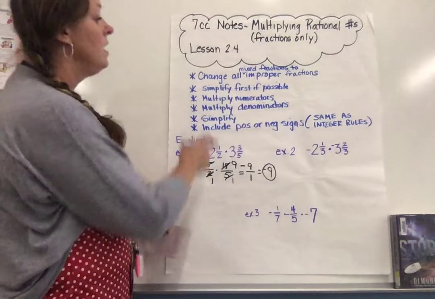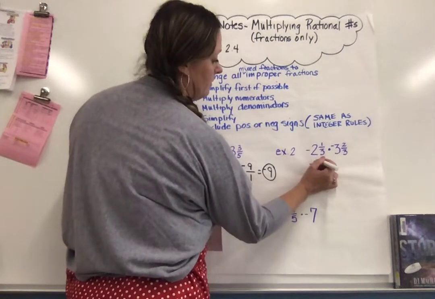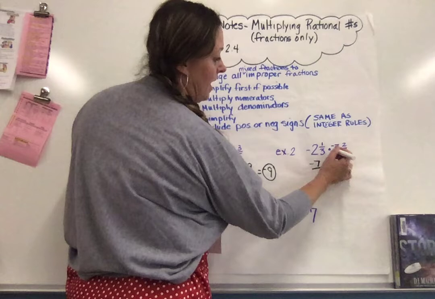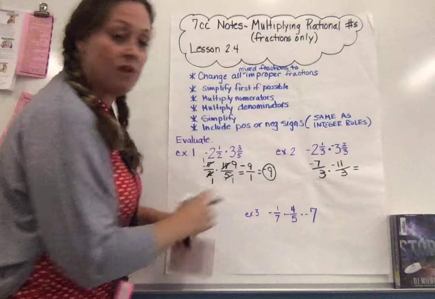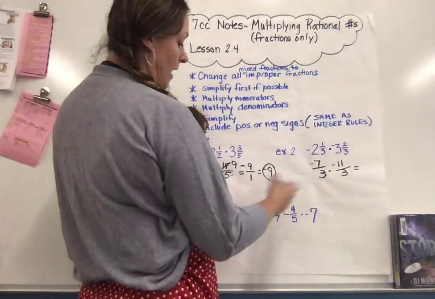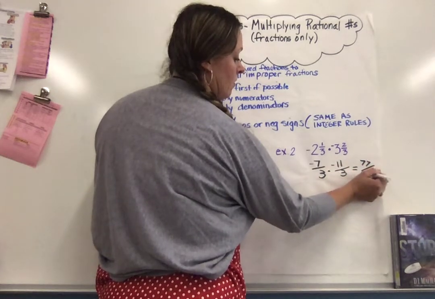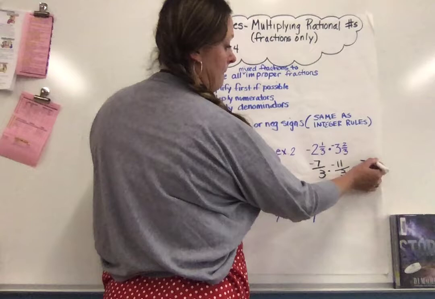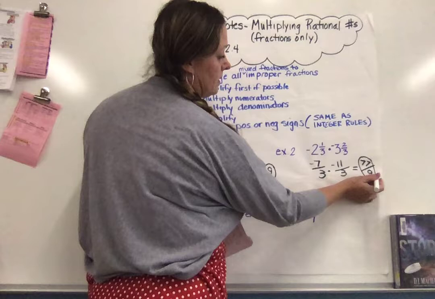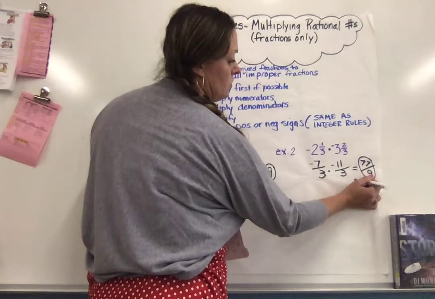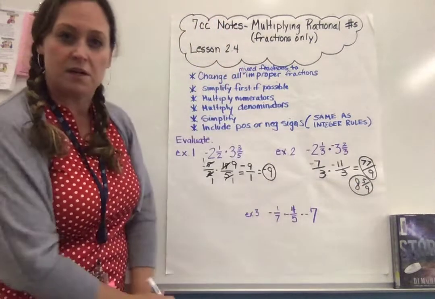In example 2, I'm going to change everything to an improper fraction. Is there anything I can simplify? There is not. So I go ahead and I get stuck multiplying, and get 77 over 9. A negative times a negative is a positive. If I want, I can go ahead and simplify it. 9 goes into 77 eight times, 72, that's 5 left over, still positive. Either one of those answers would be acceptable.